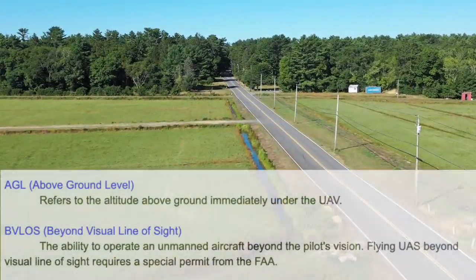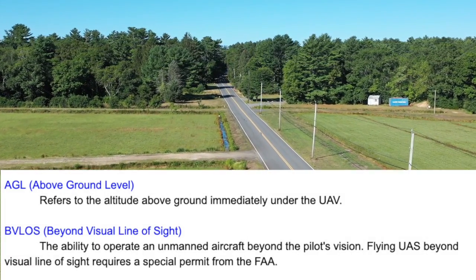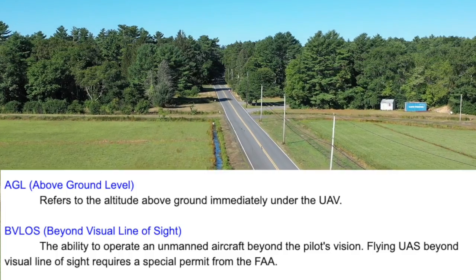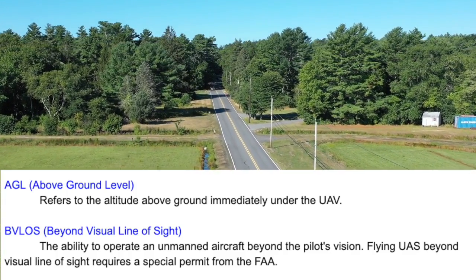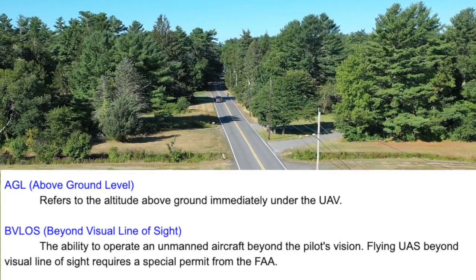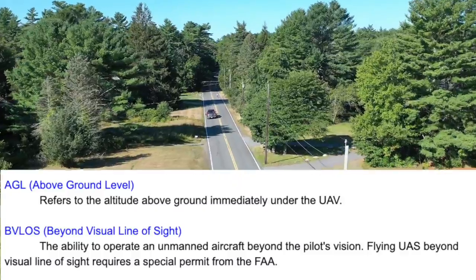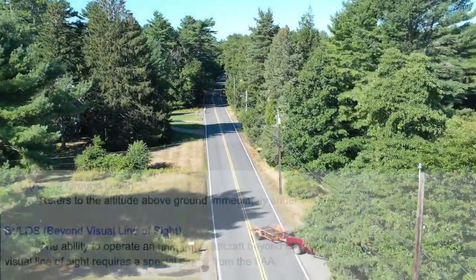Our next two terms: we have AGL, which is above ground level, and just refers to the altitude immediately under the aircraft, and then BVLOS, beyond visual line of sight, which is extremely important. You have to keep your eye on the drone to fly it correctly and safely.